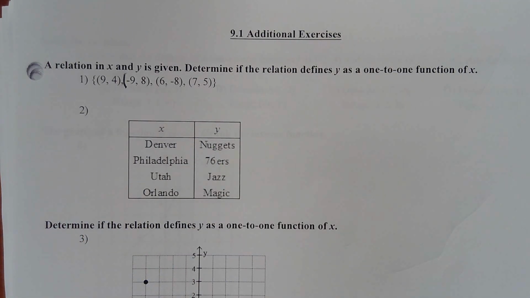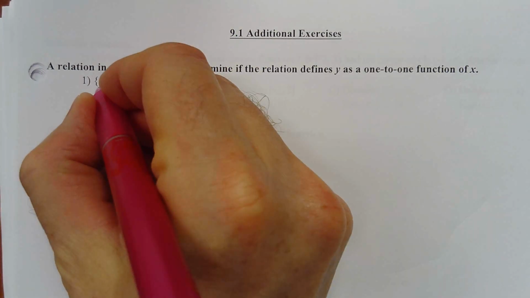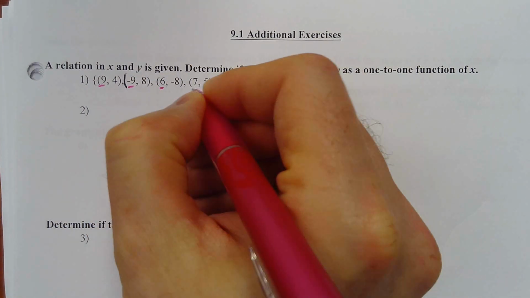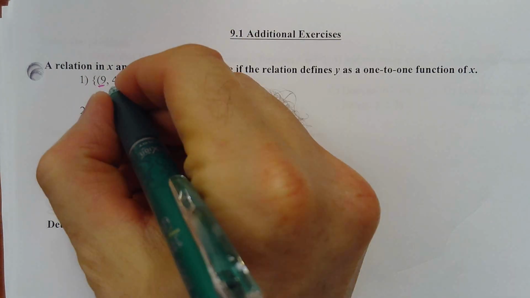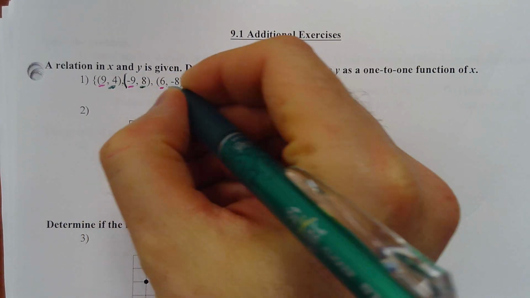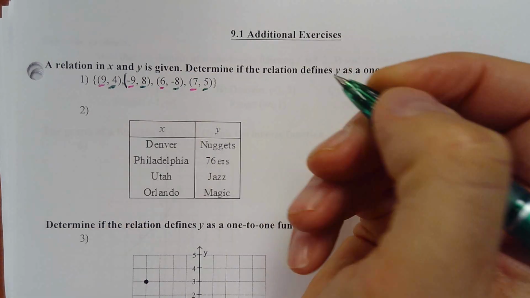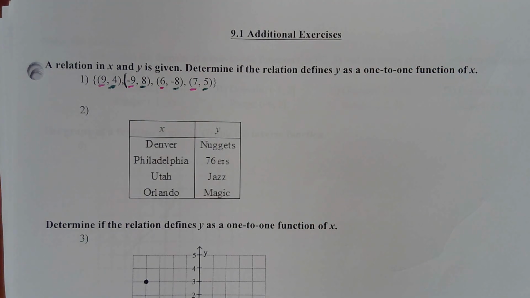Well, we already checked the x values. They did not repeat, so they were good. Now we check the y values. And we have no repeating y values. So each y value is coming from exactly one x value. So this is one-to-one.